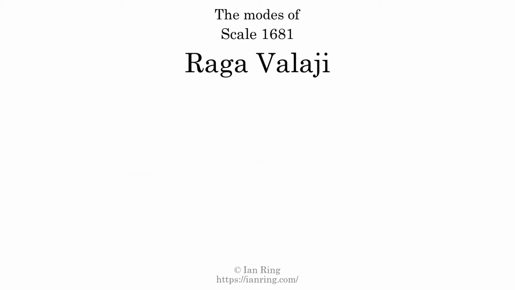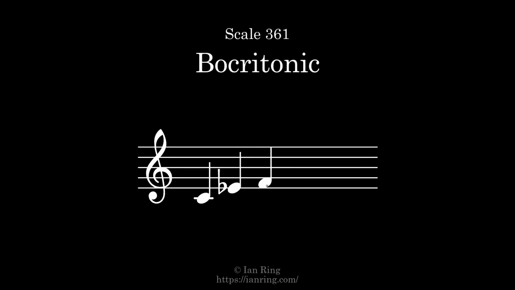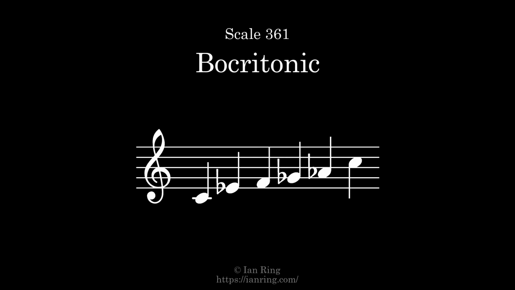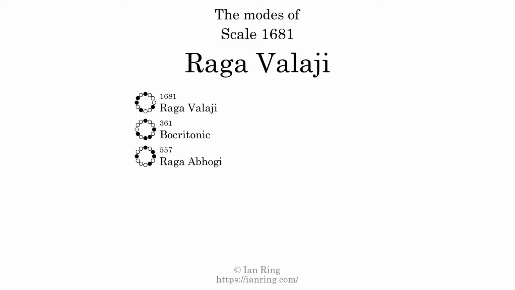This scale has 5 modes. The first mode is itself. The second mode is scale 361, also known as bocratonic. It sounds like this. The third mode is scale 557, also known as Raga Valaji. It sounds like this.